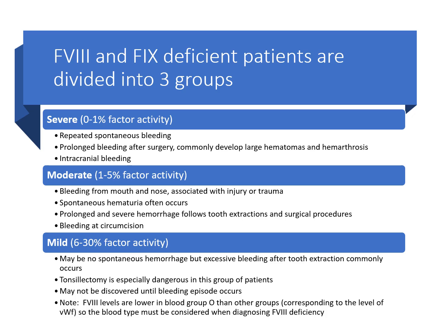The second classification or category is moderate. We will see 1 to 5% activity in these patients. Bleeding from the mouth and nose, which could be associated with injury or trauma. Spontaneous hematuria, so spontaneous blood in the urine, could occur. Prolonged and severe hemorrhage following tooth extractions and or surgical procedures, and bleeding at circumcision.